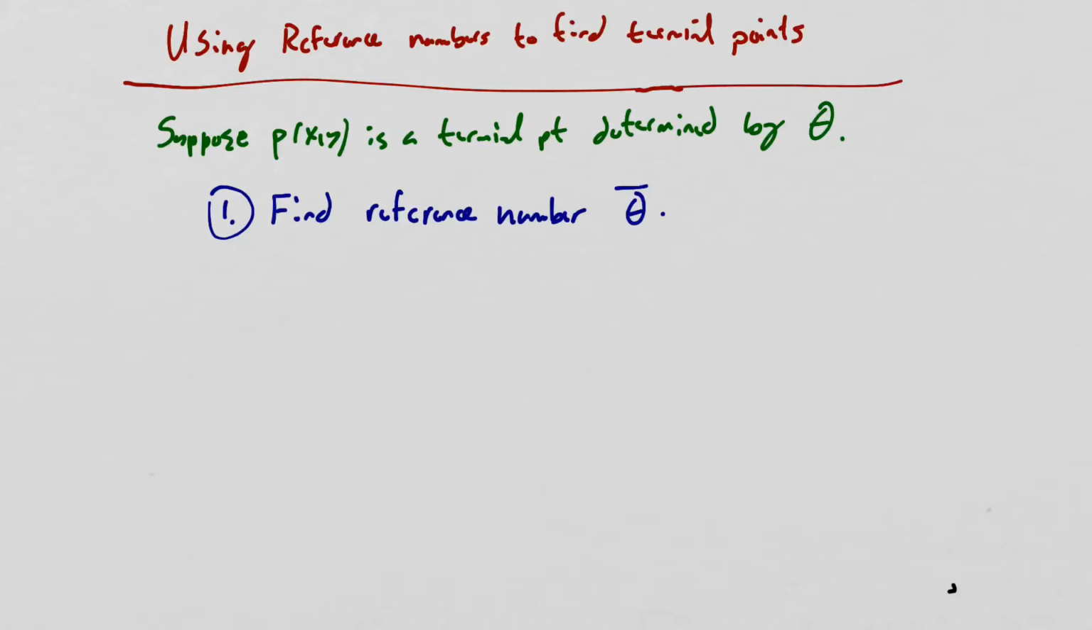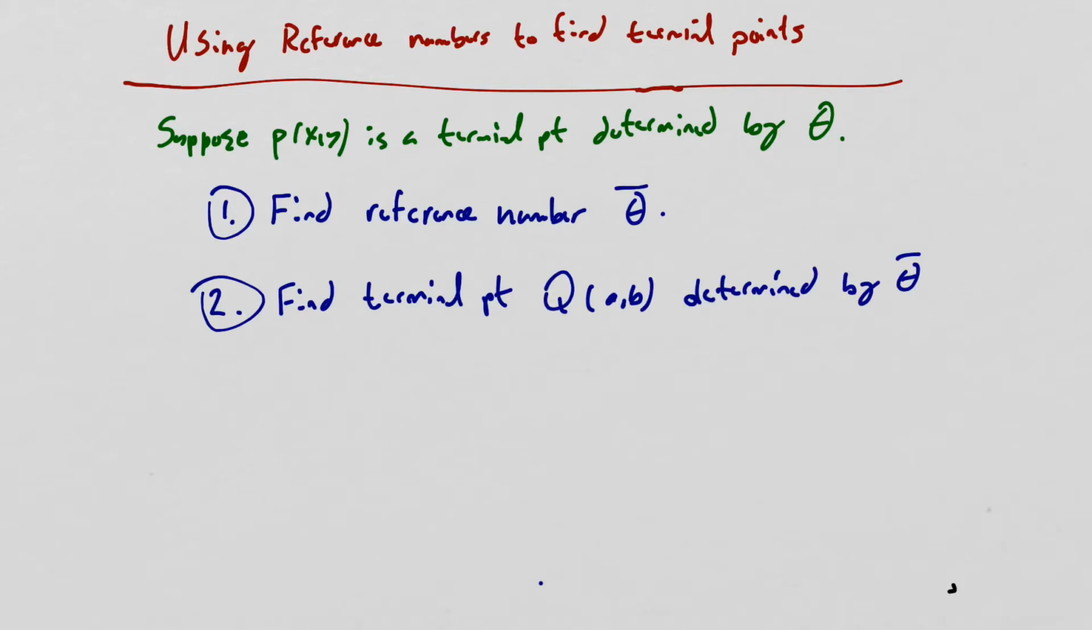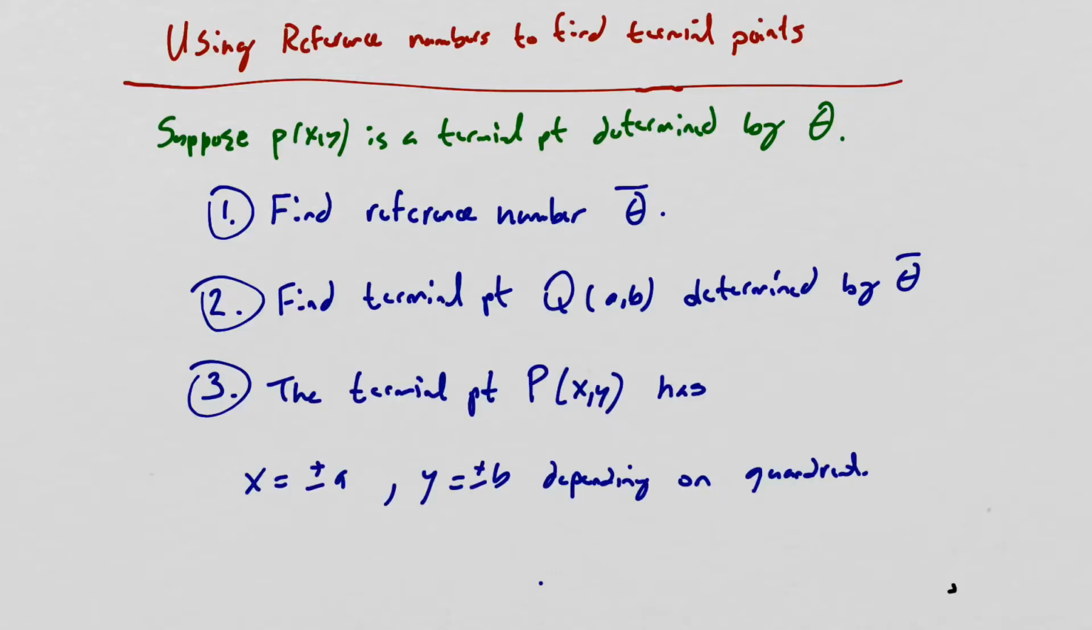Once we have our reference number, we're going to find the terminal point Q that's determined by this reference number. In the last step, we find the xy values of the terminal point P. These will be the same xy values of the terminal point Q that may differ by a plus or minus sign depending on the quadrant. Let's use this method to find a few more terminal points. Before that, let's practice finding reference numbers.